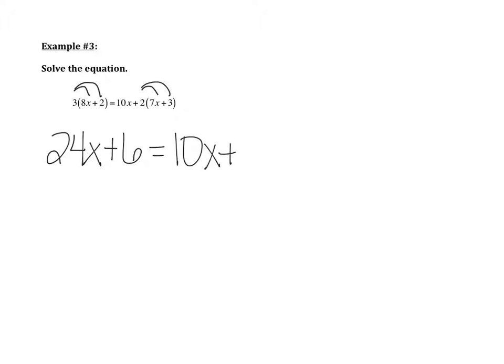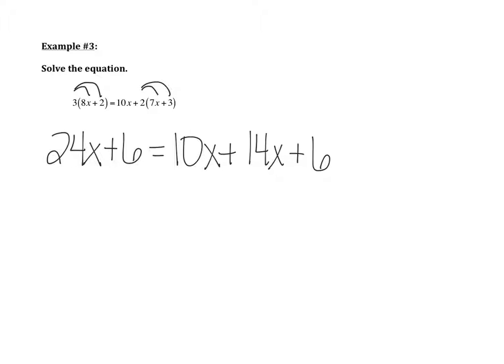I see again that I have parentheses here, so I'm going to distribute, not just on the left, but I'm also going to distribute on the right. So 3 times 8x is 24x, and 3 times 2 is 6. And then on the right side, I have 10x plus 2 times 7x is 14x plus 6.